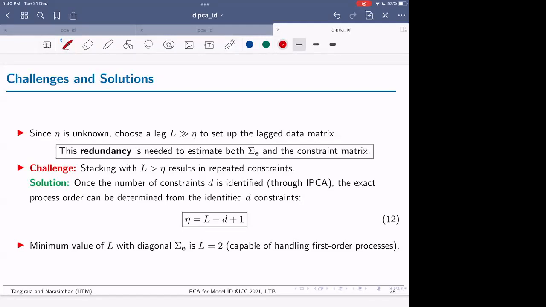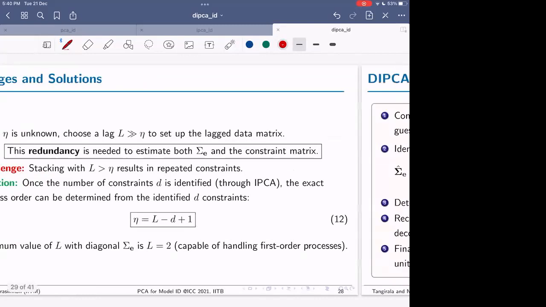And we also cross another barrier now, which is that of identifiability criterion. You can stack in excess and overcome this identifiability criterion issue. Okay, so what is the minimal recommended value of L? The minimal is 2. That means you're assuming at least a first order dynamical system. So you will have to stack at least with L equals 2. Typically, we recommend that you start with L equals 10 or 15.